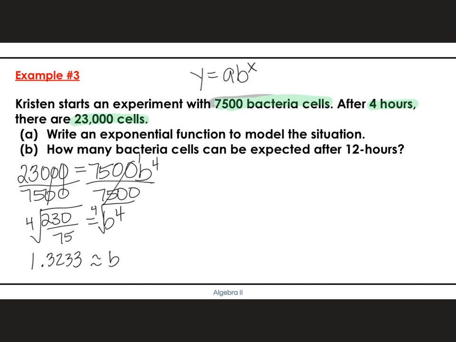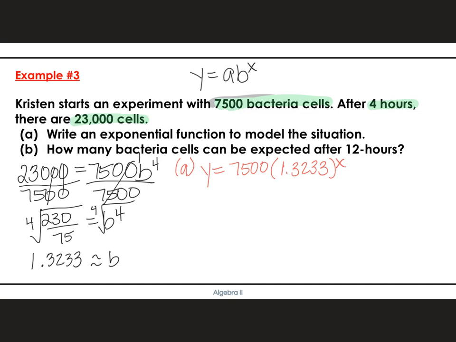Okay. Now that we have b, we can actually write what our equation is. So our equation then is going to be, I'm going to put this in red and I'm going to put an A because this is the answer to A. Remember, an equation has to have an x and a y. So it's going to be y is equal to 7,500, because that's what she's starting with, times 1.3233 to the x power.